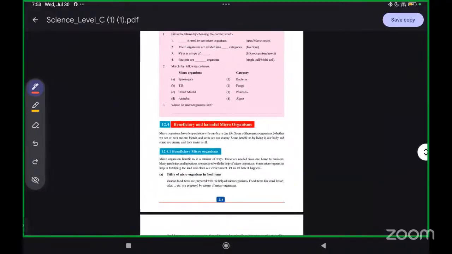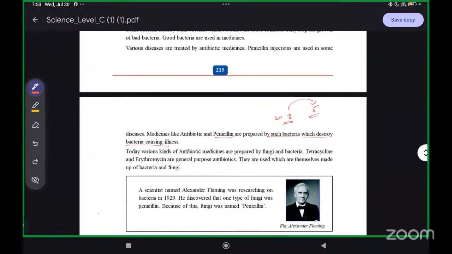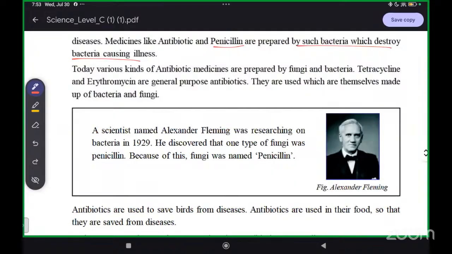Today, various kinds of antibiotic medicines are prepared by fungi and bacteria. Tetracycline and erythromycin are general purpose antibiotics, which are themselves made up of bacteria and fungi.